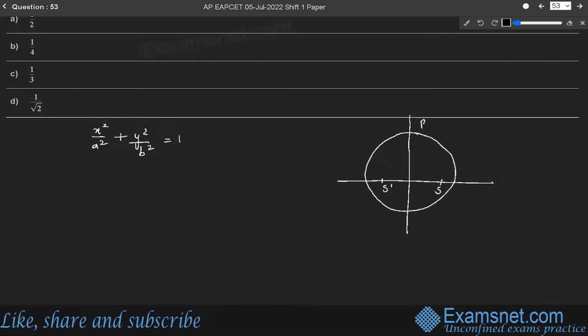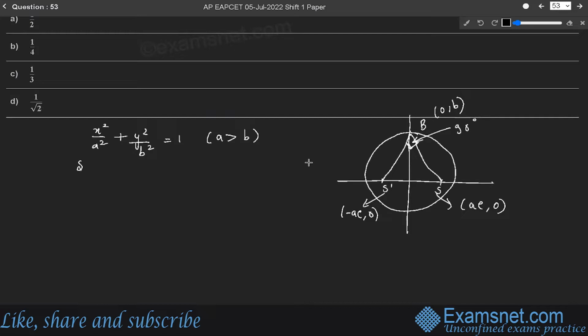And let this be the point B. Joining S dash and B and S and B, it forms a triangle. And it is given that the angle here is 90 degree, means this angle is 90 degree. Here the point B will be 0 comma b. The point S dash will be minus of AE comma 0 and S will be plus of AE comma 0. Since it is the ellipse, the equation is given, which is x square upon a square plus y square upon b square is equal to 1, and a is greater than b.